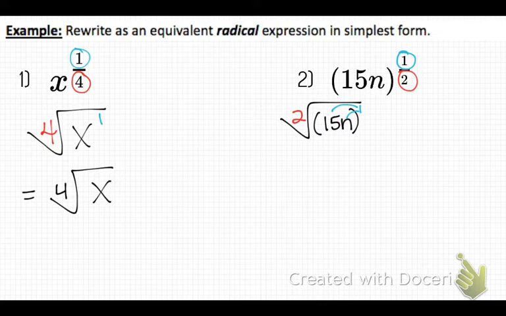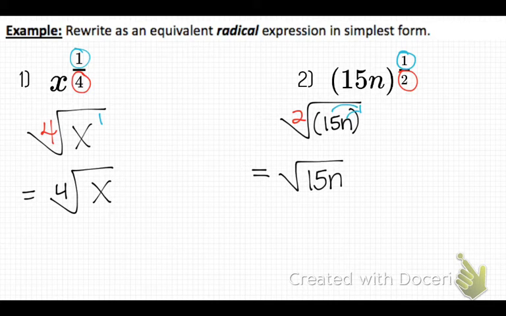Do I have to write my 2 as my index? Do I have to write this 2 right here? No, because it's the square root. So I can write this answer as the square root of 15n and leave it. If you put the 2, it's right, but I won't write the 2. So I don't want you to get confused when you see me not writing a 2.